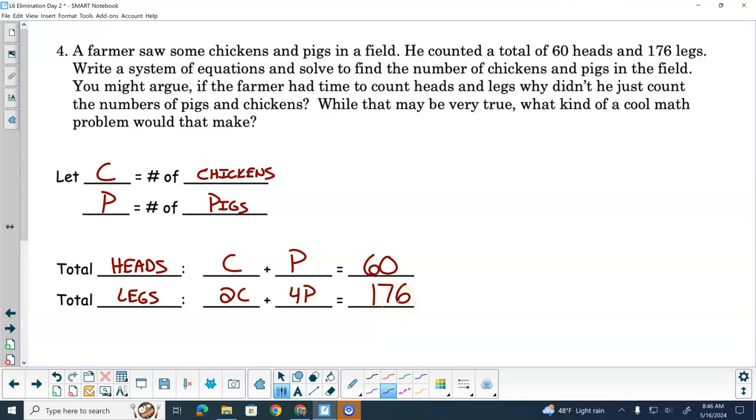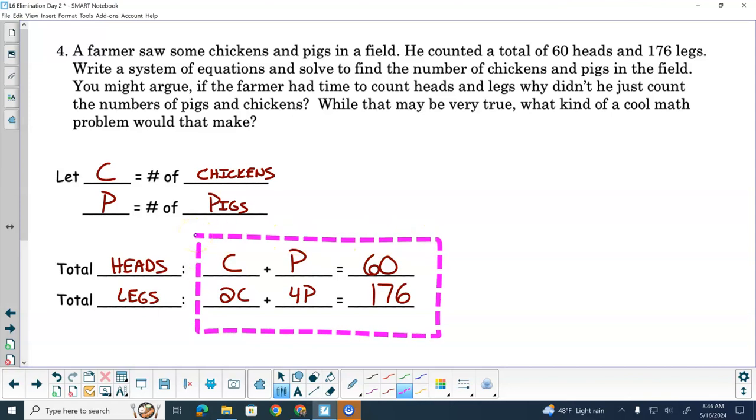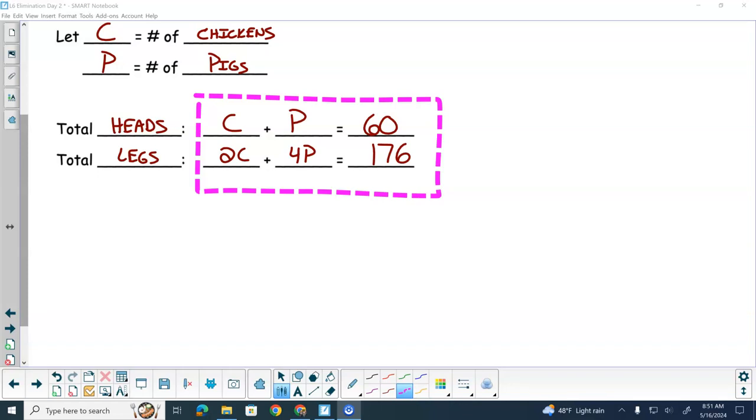You guys now solve this system of equations using elimination. Right here are your 2 equations. You need to solve for P, you need to solve for C, and you can't just give me numbers here because numbers don't tell me what it is. You have to tell me in words what it is. Go for it. What do we want to eliminate? C, get rid of C.